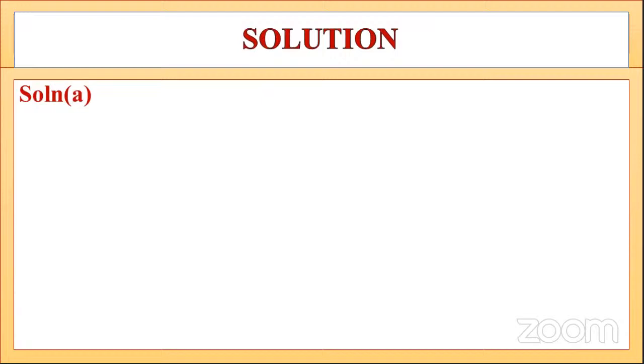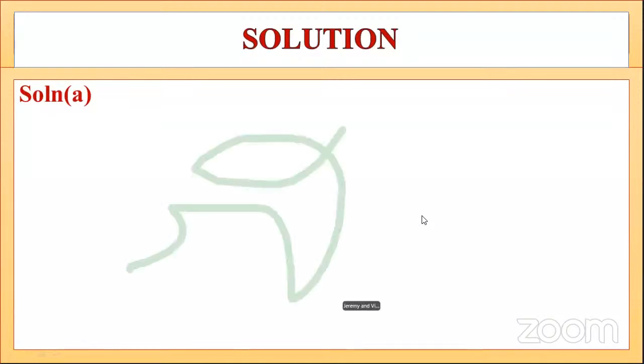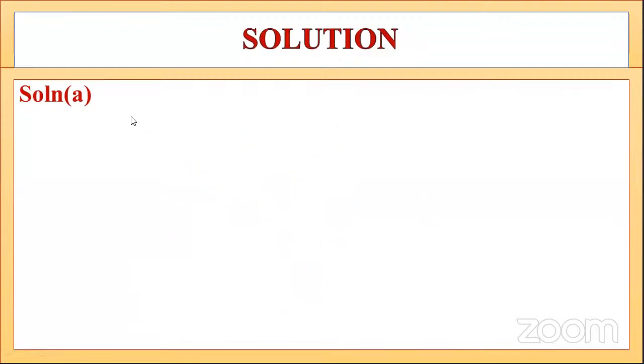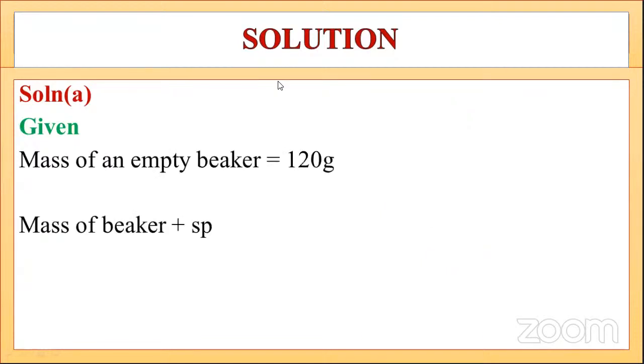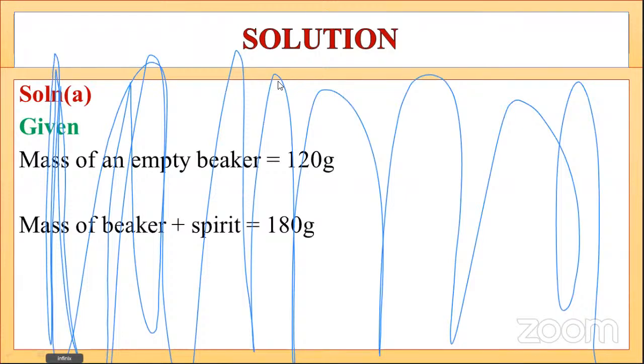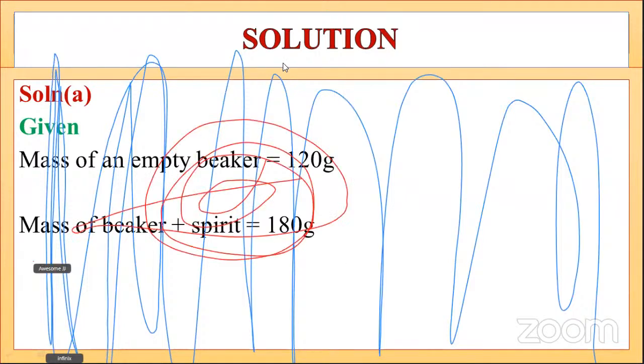What have we been given? Who can tell us what we have been given? We have been given the mass of the empty beaker. Very good. Yes, the mass of an empty beaker, 20 grams.